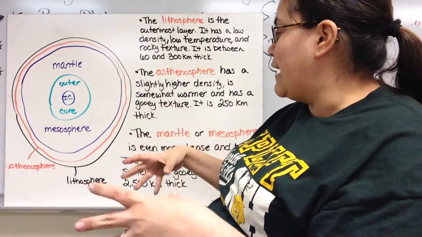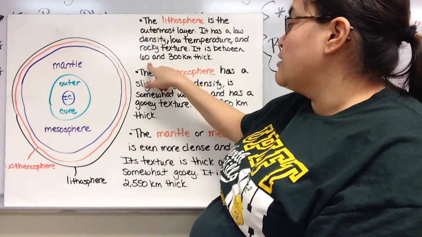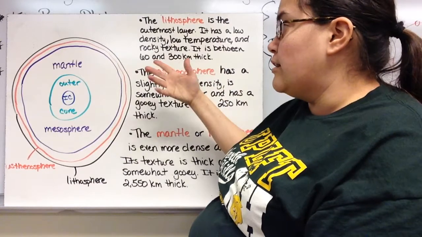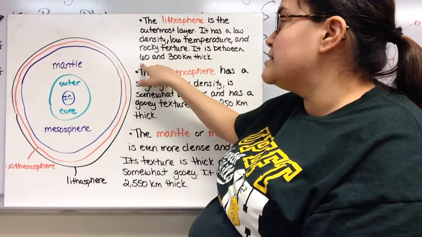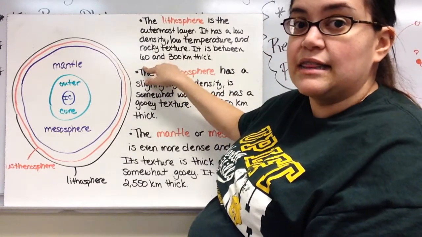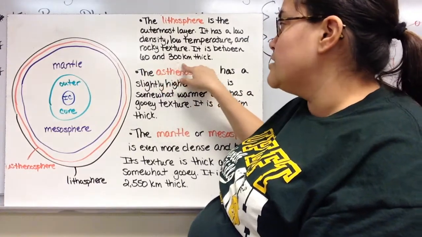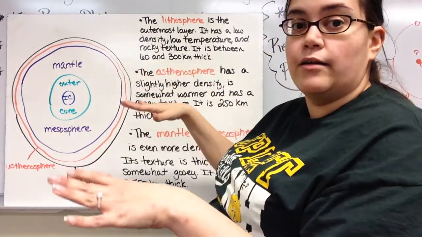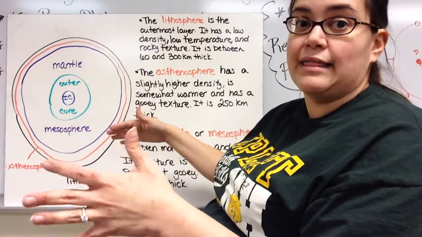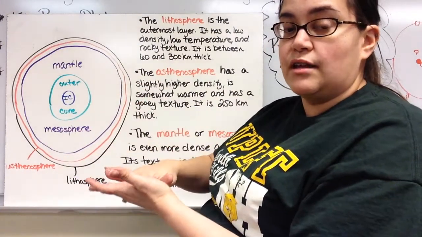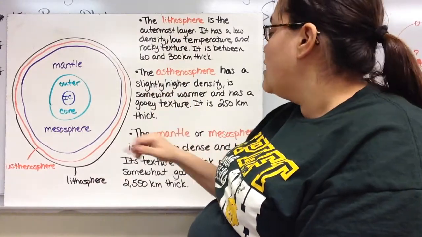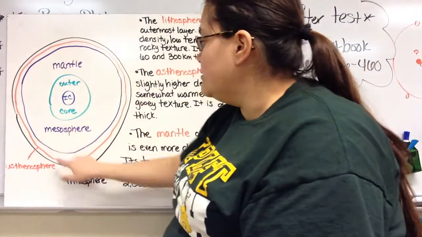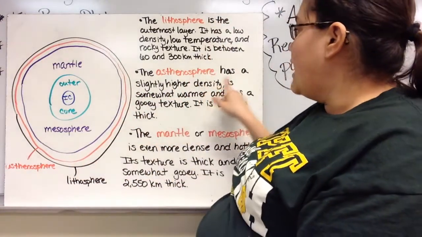It's cold and it's not very thick. It's only between 60 and 300 kilometers thick. And we will learn in future videos that the 60 is under the ocean. It's the thinnest under the oceans. And the 300 is like mountains. So it ranges depending on what the surface of the Earth looks like at that part. So oceans, it's really thin. Mountains, it's really thick.